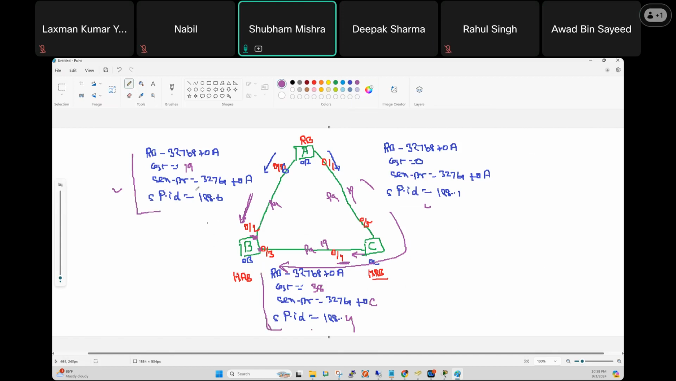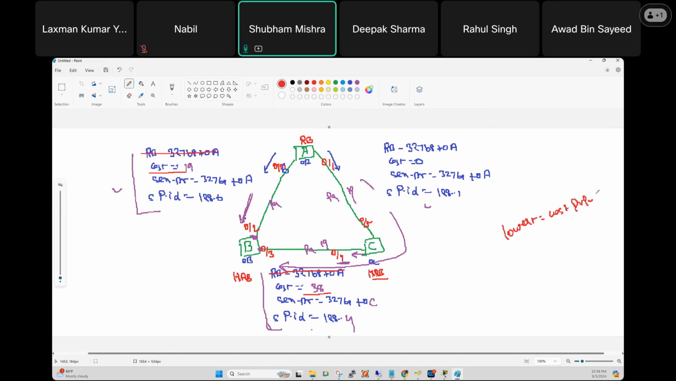So first one is, what is the root bridge ID? 32768 plus 0A. And here 32768 plus 0A. It means the root bridge ID is tied. Now, the switch will check the next thing. What is cost? Here cost is 19 and here cost is 38. Tell me which cost will be preferred? The lowest cost will be preferred.